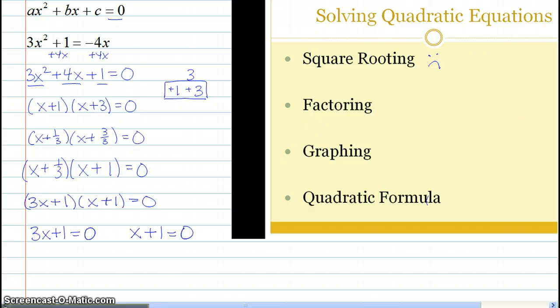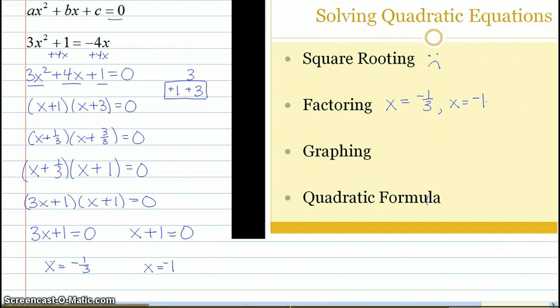From here, you would use your zero product property, where you set each factor equal to 0. After you have each factor equal to 0, you solve. So we were able to solve by factoring and came up with x equals negative 1/3 and x equals negative 1. The next method that we will try is graphing. Remember, graphing only works if you have real numbers, and both of ours are real.